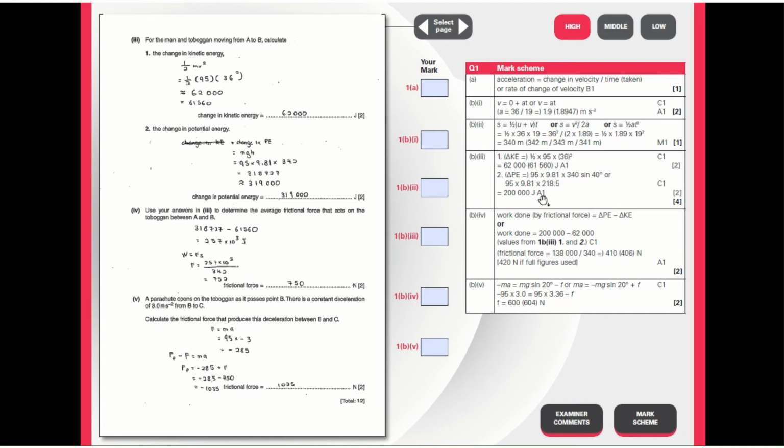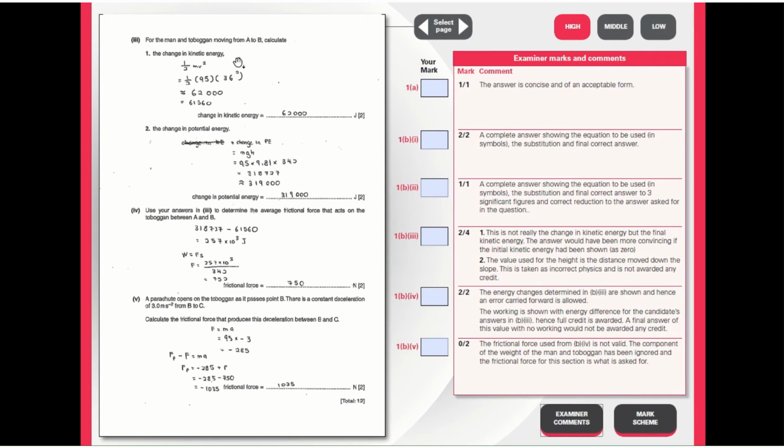Now notice how this person did something wrong here. 200,000 joules. Something's not quite right. Look at the working over here. This person did 95 times 9.81 times 342. 342 is wrong. So what happened? Do we get the marks or not? Let's look at the examiner comments down at the bottom. So we click that.